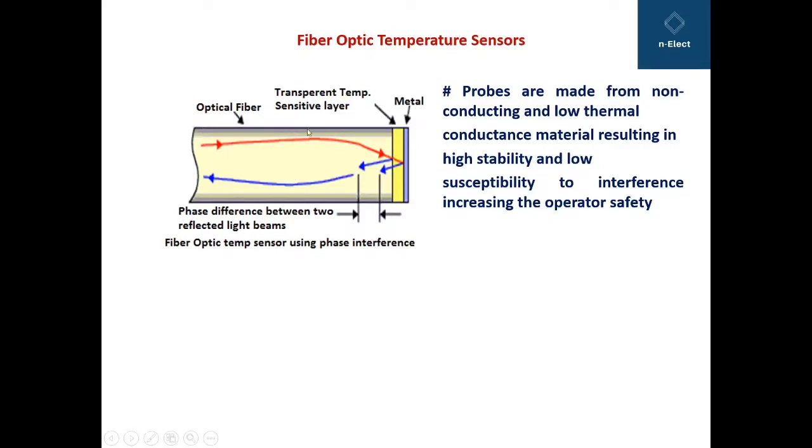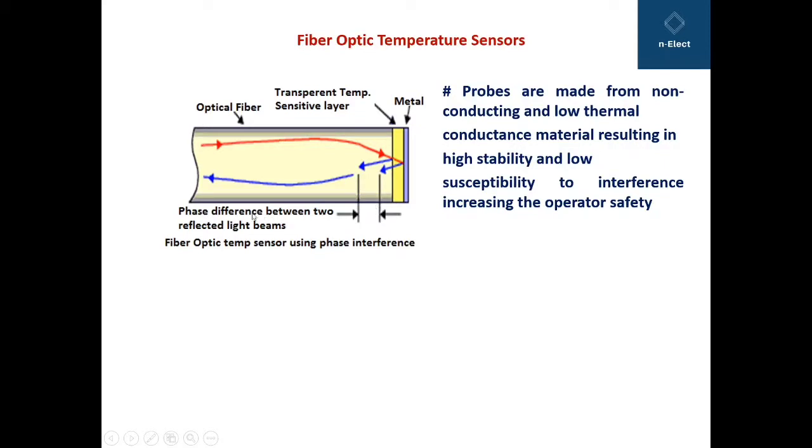First, this is the optical fiber. You can see here this part of the optical fiber we have shown, and this yellow part is a transparent temperature sensitive layer, while on the right hand side of it there is a metal.